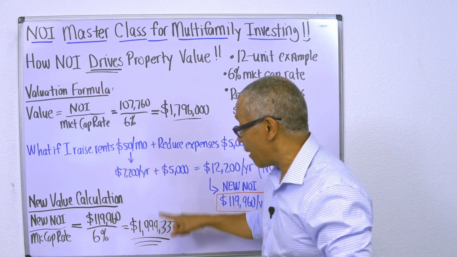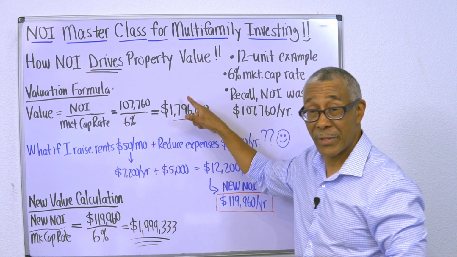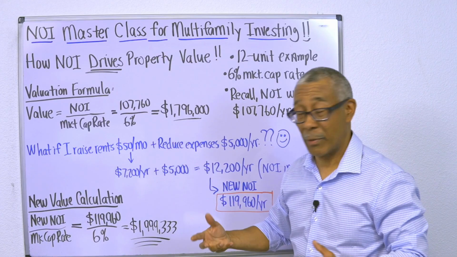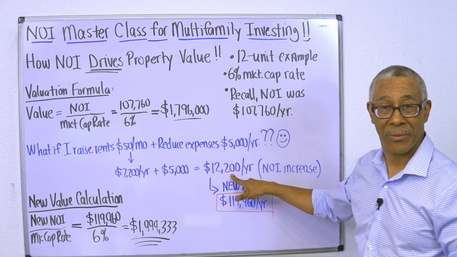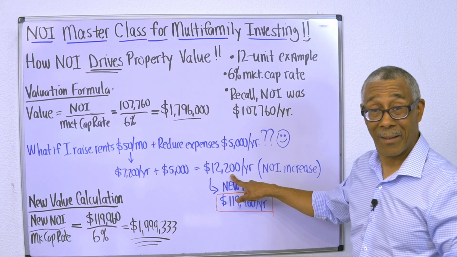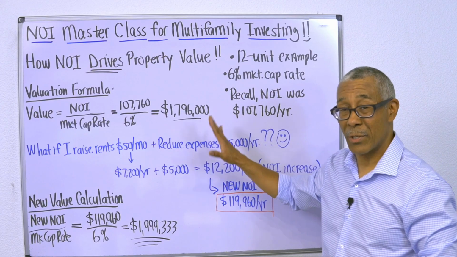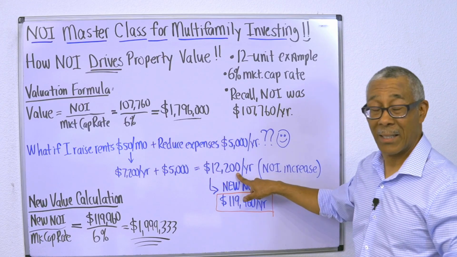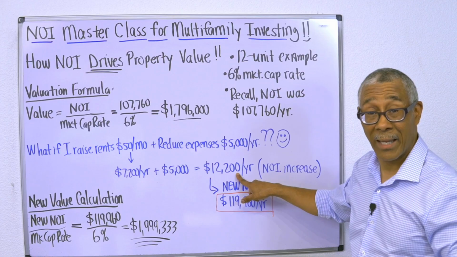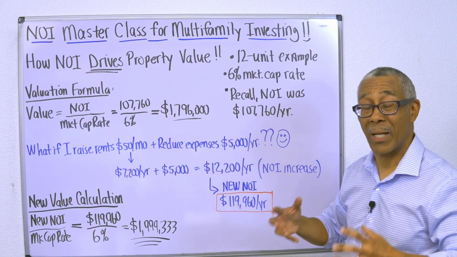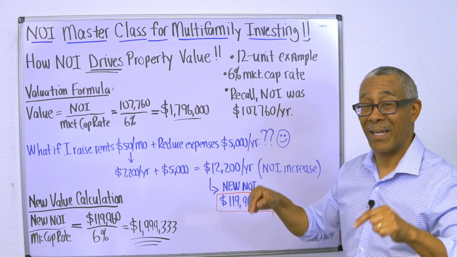All right, so not only is my property worth $200,000 more, I have also increased my cash flow too. So I get a double whammy, right? Now my property's worth $200,000 more, and now I'm making $1,000 more per month, okay? So that is the power of the NOI right then and there.